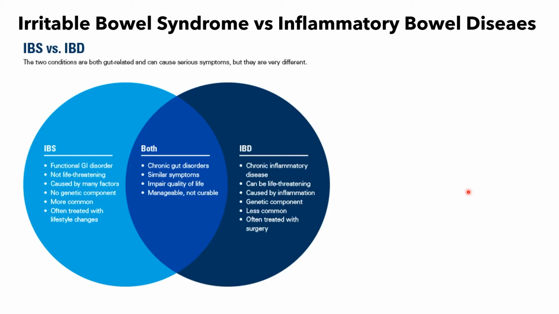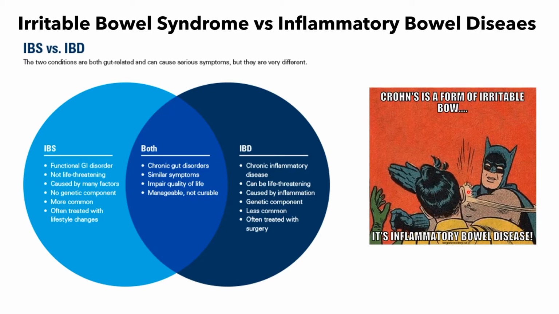Now, on the other side of this Venn diagram, we can see that for inflammatory bowel disease, we have chronic inflammation. It's going to be life-threatening for some. It's mainly caused by inflammation, and there is a genetic component. It is also less common, although there are a large number of Americans. We'll see in a moment. I believe the number is around 3 million, and this is going to be treated with a surgery. It's actually surprisingly common. Again, we'll see in a moment some numbers of just how common that is.